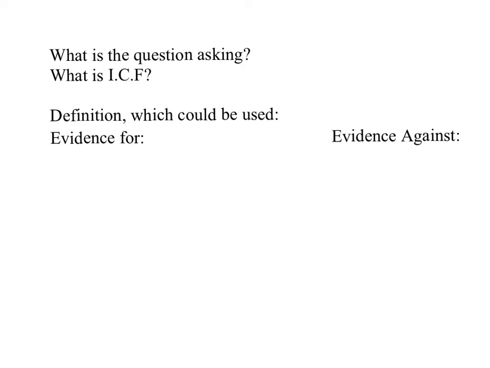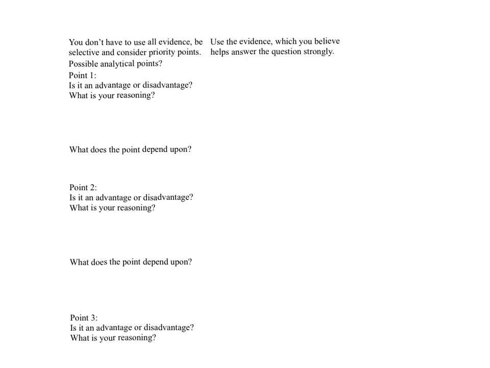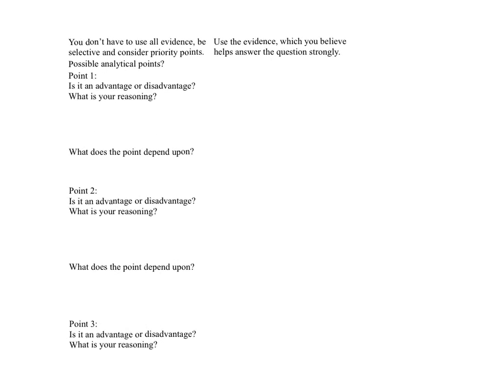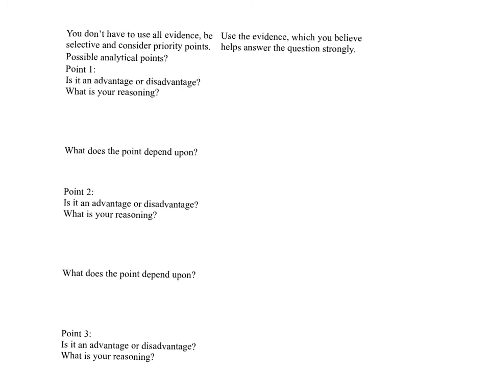And then I'll just bullet point evidence for, evidence against, to try and create that quick idea of how you could structure your assignment. And then have an analytical and evaluative framework here. So, for example, make sure that you've got your point 1, your point 2, your point 3 in your evaluation. Obviously, with all the points that you've already considered, you don't have to use them all. Be selective, get the priority ones, get the ones with most weight. Point 1 is advantage, disadvantage. What is your reason? Why is it a point? What's valid about it? What does the point depend upon?